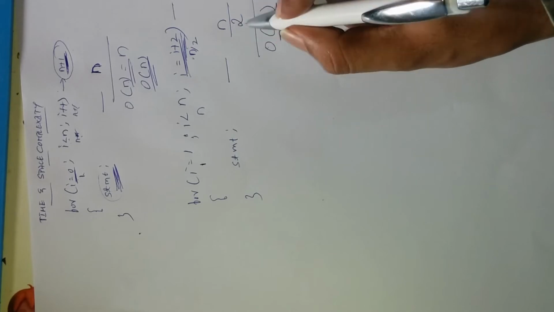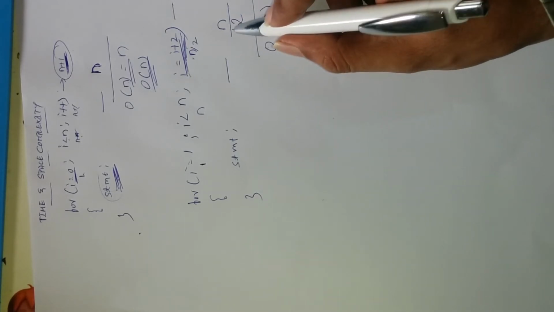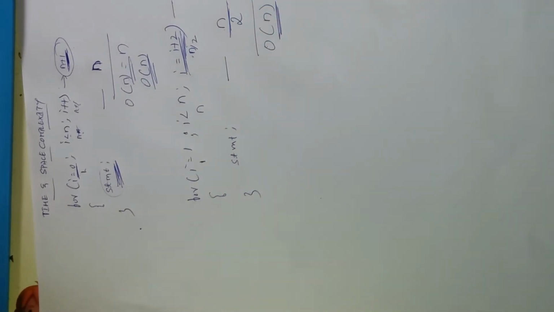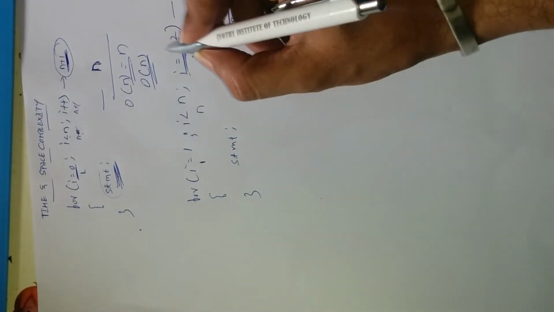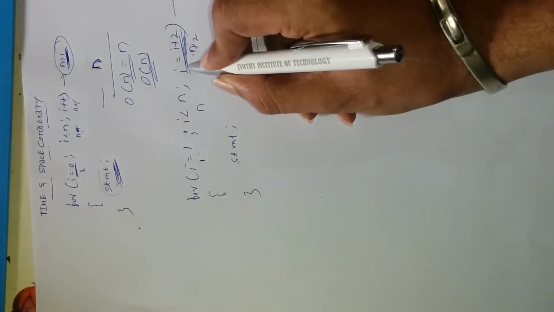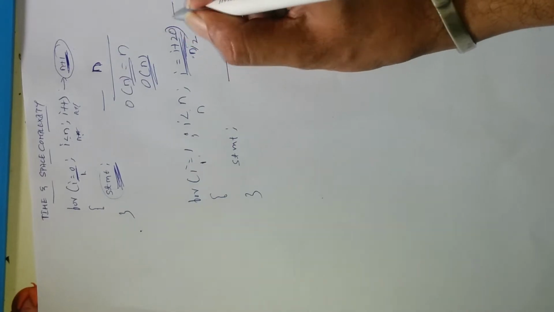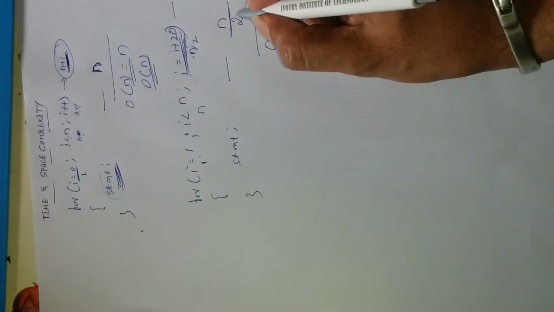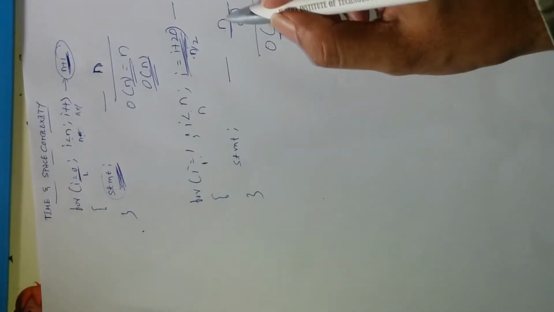Whatever the value, whether 3 or 4, the order should be taken as n only. For example, for i equals 1, i less than n, i equals i plus 20. Now we have to write n by 20 times. Finally, the order will be n only.